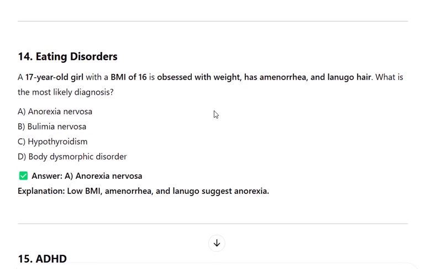14. Eating disorders. A 17-year-old girl with a BMI of 16 is obsessed with weight, has amenorrhea, and lanugo hair. What is the most likely diagnosis? A. Anorexia nervosa. B. Bulimia nervosa. C. Hypothyroidism. D. Body dysmorphic disorder. Answer: A. Anorexia nervosa. Low BMI, amenorrhea, and lanugo suggest anorexia.